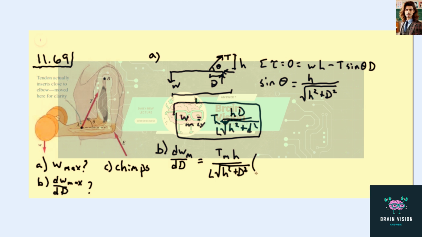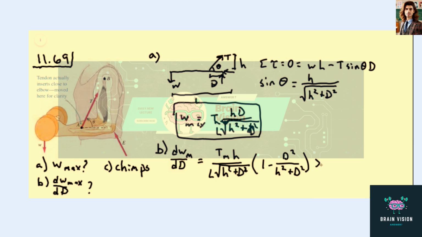and this will be multiplied by 1 minus D squared over H squared plus D squared. See, this is just the chain rule and product rule, power rule, etc. Just apply it appropriately to calculate the derivatives.